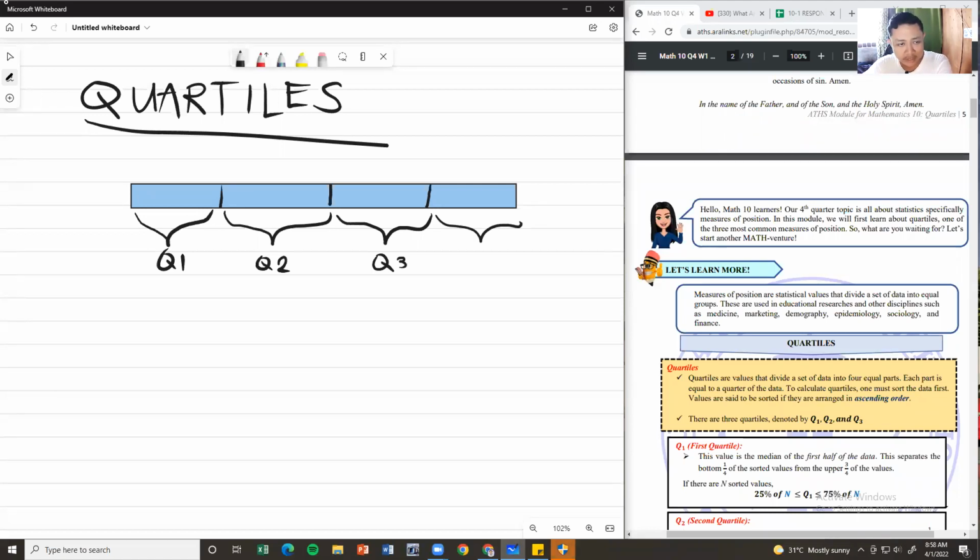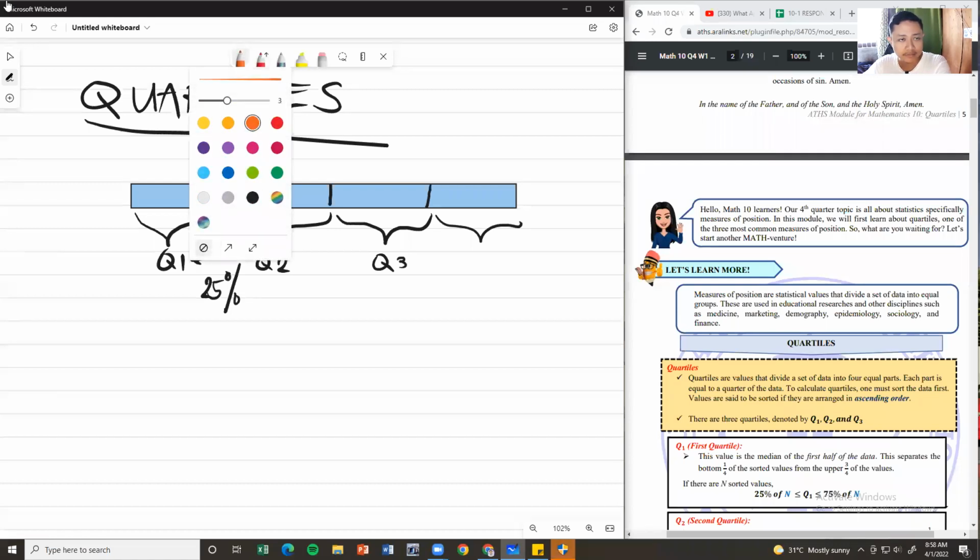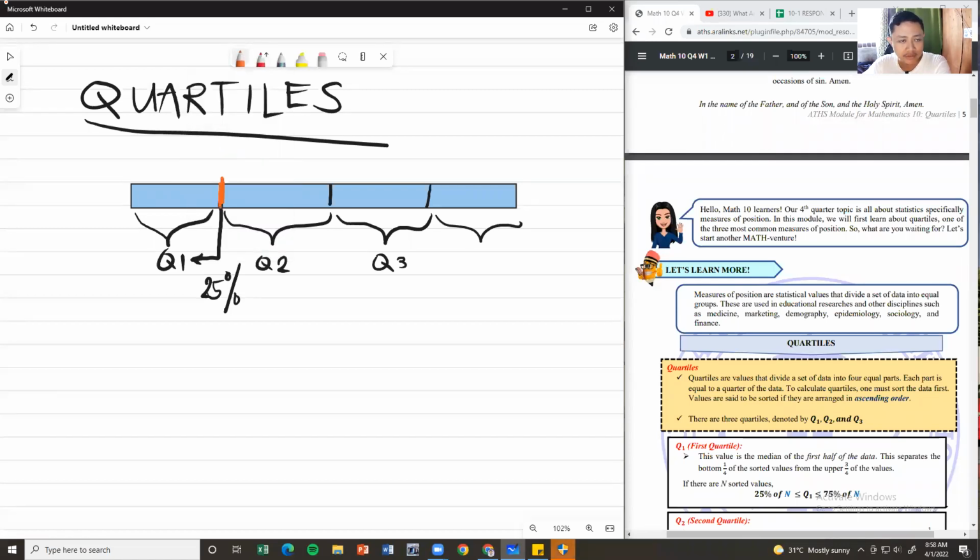And actually, these divisions, this is the end mark of our first quartile. So the first quartile ends here at the 25% of your data. Okay. And then let's change the color. Yeah, this is the first quartile. The second quartile ends here. So that is actually 50% of our data. And this is also called median.